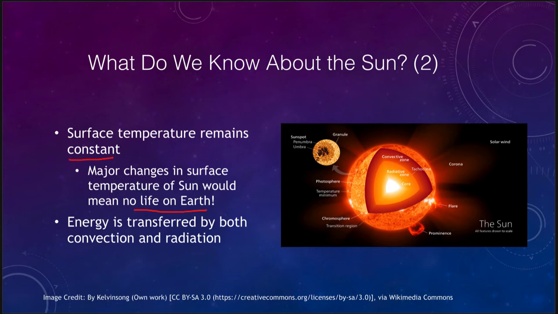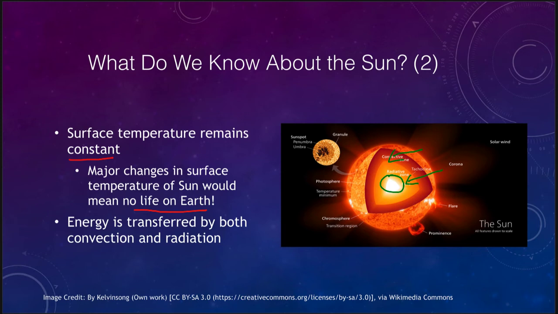And if it was changing by hundreds or even a thousand degrees, it would become hot enough to vaporize all of the Earth's oceans or cold enough to freeze everything solid, and life would no longer exist. We also know that the sun transfers energy by convection in the convective zone here, and then by radiation in the radiative zone here. So there are two different ways that it transfers energy, but the only production of energy is in the core. That is the only place the nuclear reactions are going on.